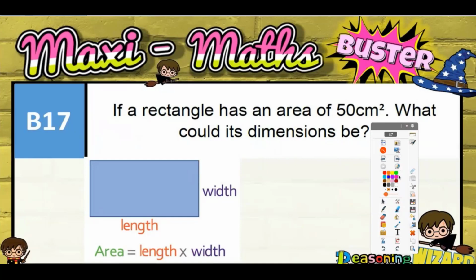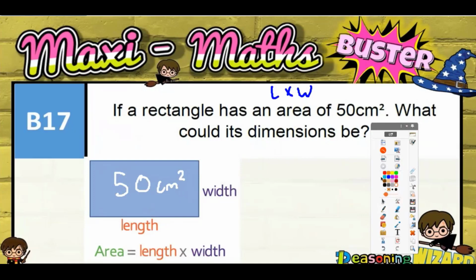Question 17. If a rectangle has an area of 50 centimeters squared, what could its dimensions be? So remember, to get an area, you've got to do length times width. So we're basically looking for two numbers that together give us 50 centimeters squared. I'm just going to write 50 centimeters squared on there.